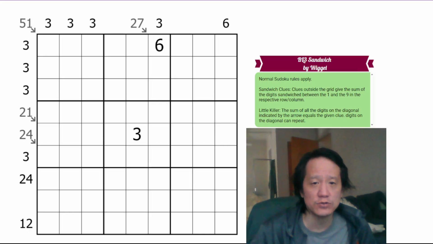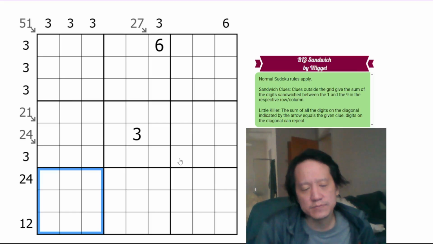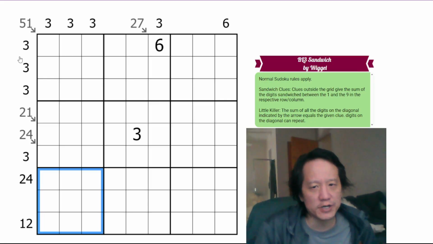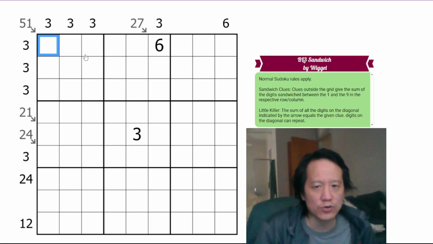Normal Sudoku rules apply, which means in every cell in the grid, place a single digit from 1 through 9, such that in every row, column, and designated 9-cell region, there is exactly one of each digit from 1 through 9. We also have sandwich clues, where clues outside the grid give the sum of the digits sandwiched between the 1 and the 9 in the respective row or column.